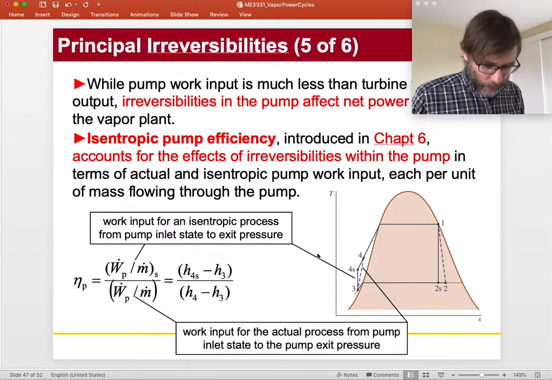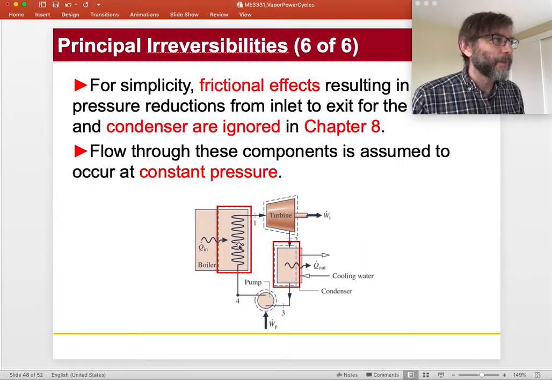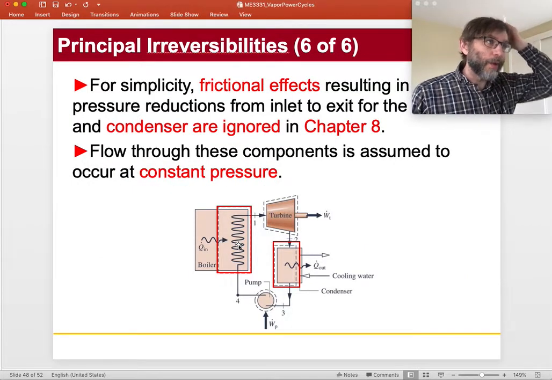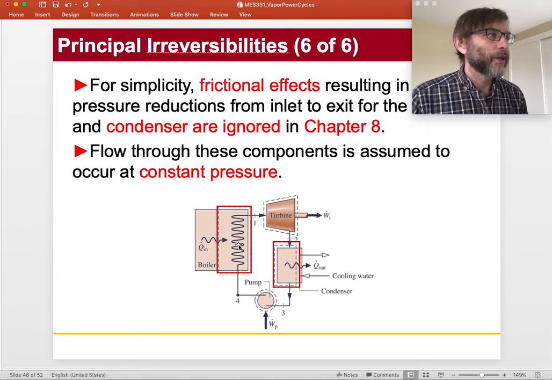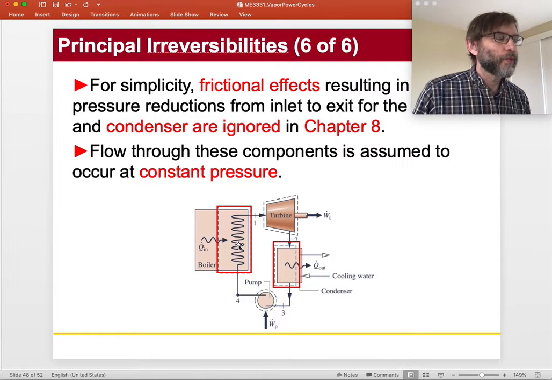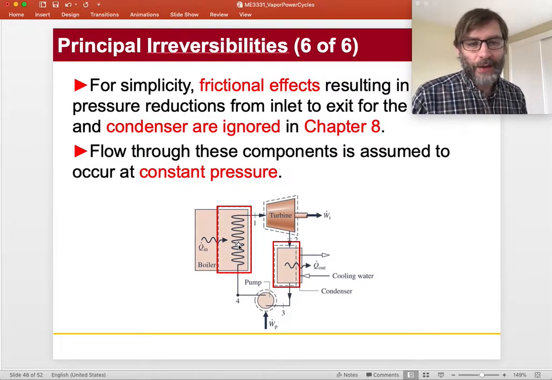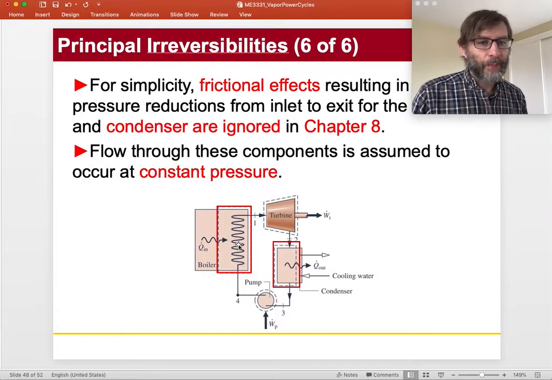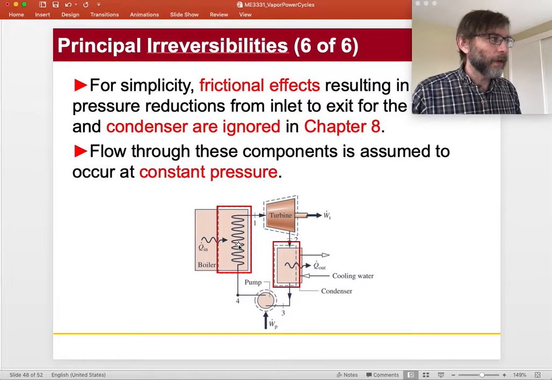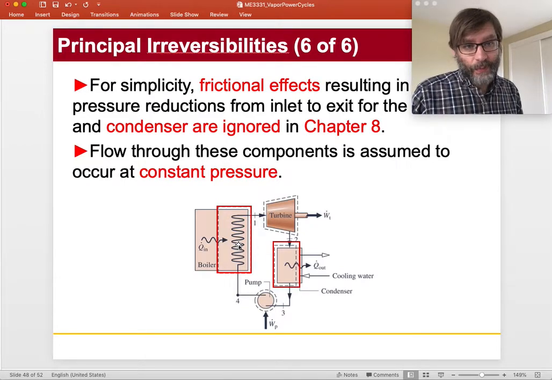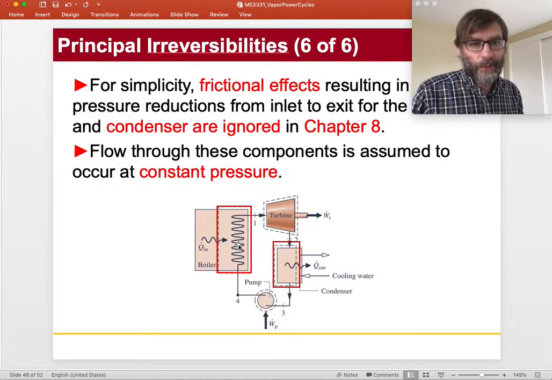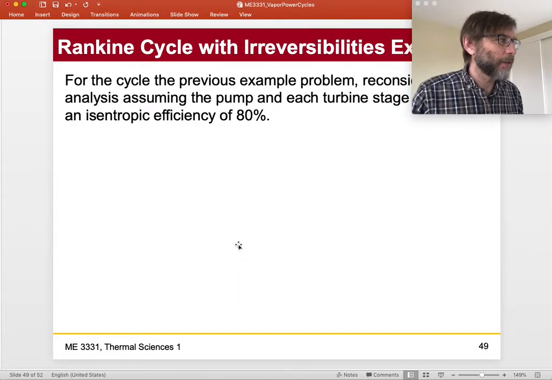Okay, so now, there's also one more. For simplicity, frictional effects resulting from pressure reductions are ignored in chapter 8. Flow through these components is assumed to be at constant pressure. This doesn't happen, as I said. There's pressure drop through those things for sure, and that's another irreversibility. But we're not going to consider those things in this class, so don't have to worry about pressure drop. It makes things more difficult to do, but not that much more.